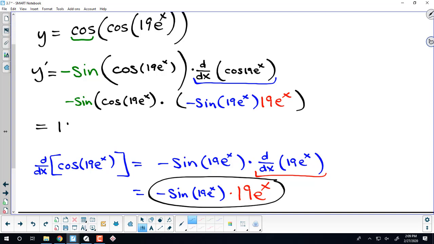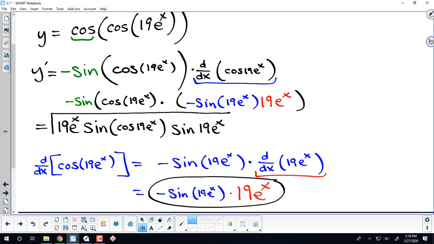So we have 19e to the x times sine of all of this stuff, times the sine of 19e to the x. You may or may not see all these parentheses in my math lab, so just be mindful of that. And we'll put parentheses here too, so we're clear what we're taking the sine of.